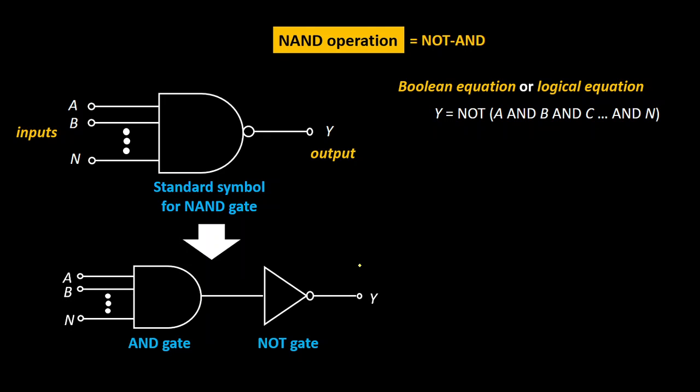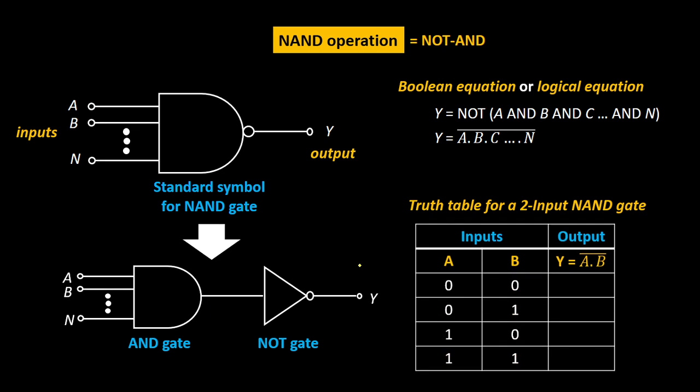So its Boolean equation will be Y is equal to NOT of A and B and C, right? Because the output of the AND gate is A and B and C and so on up to N, and it will be complemented, that is, it will be NOT. So the Boolean expression is like this. So A dot B dot C dot, all those things will be complemented, as shown in this particular expression.